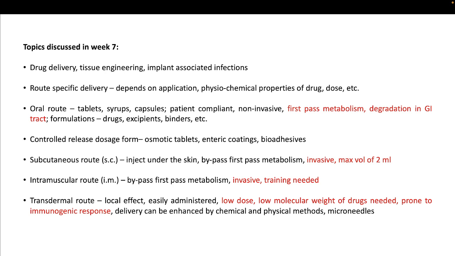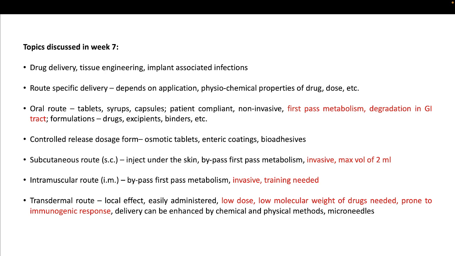And going ahead, for this week, the last few lectures discussed the transdermal route, that is just above your skin, through the skin. So the advantages of this route are that it has a local effect and it can be easily administered; it's non-invasive. The disadvantages are that only a very low dose can be administered. Also, the drugs which can be administered through the transdermal route need to be of low molecular weight, because you have a lipid layer in the skin, so it does not allow higher molecular weight drugs to permeate.